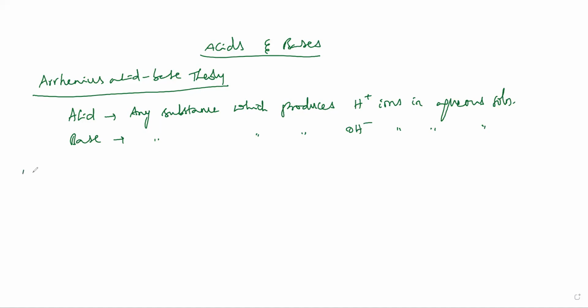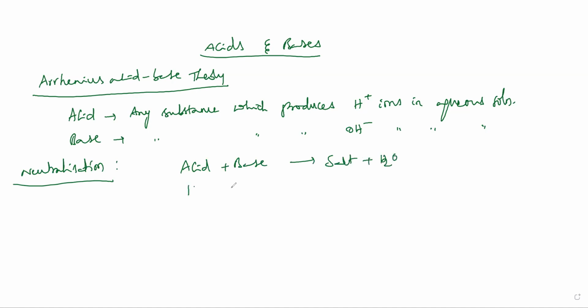Then according to Arrhenius, neutralization. So what is neutralization? So neutralization is acid plus base gives salt plus water. Let us suppose HCl plus NaOH gives NaCl plus water. But this theory has drawbacks.